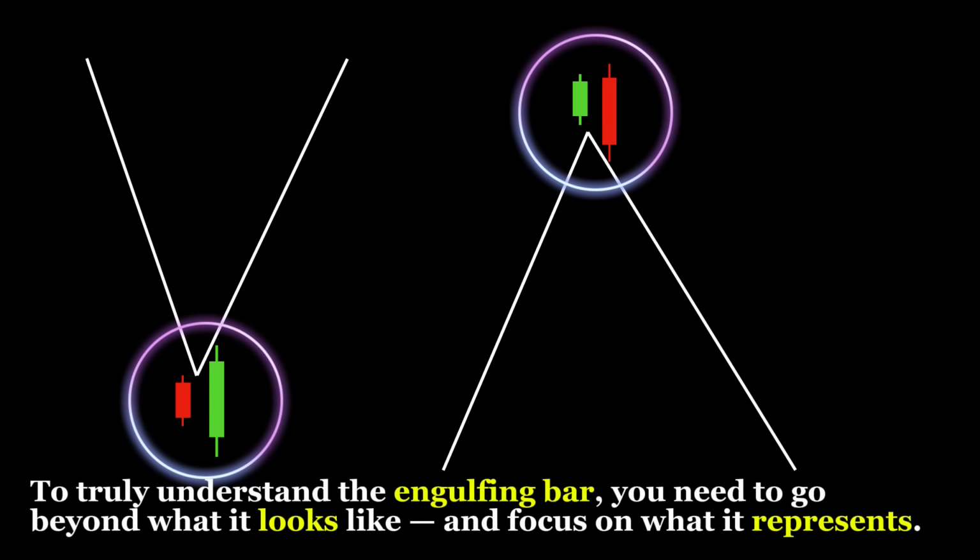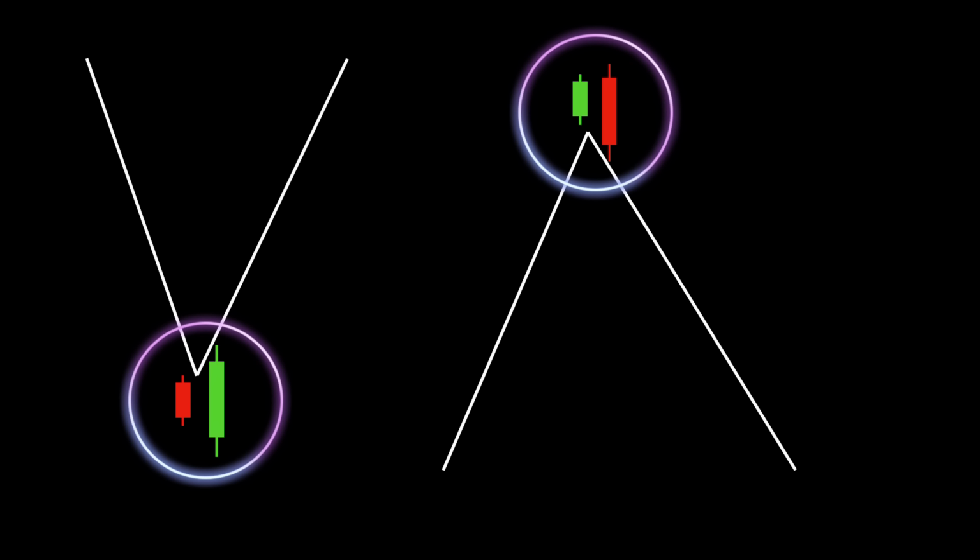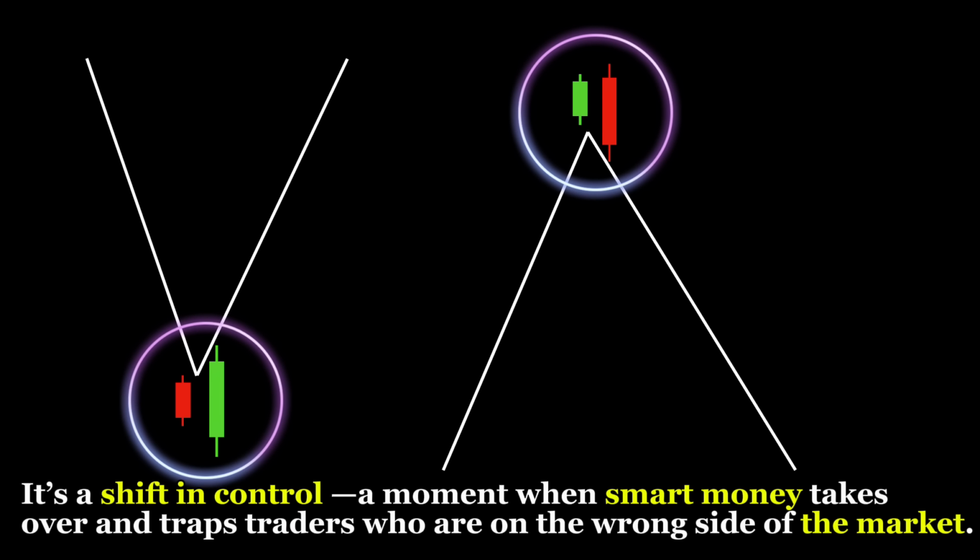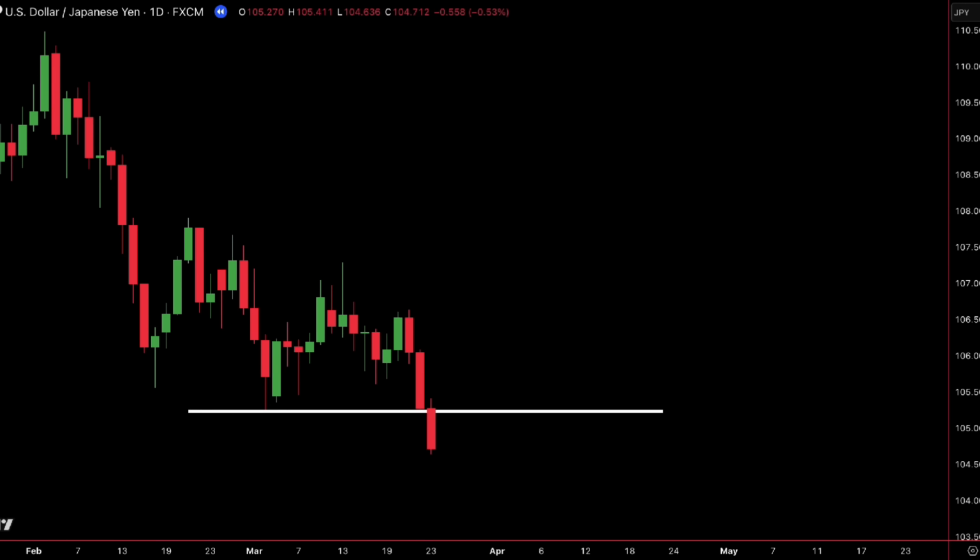To truly understand the engulfing bar, you need to go beyond what it looks like and focus on what it represents. It's not just one candle covering another, it's a shift in control. A moment when smart money takes over and traps traders who are on the wrong side of the market. Let's break it down using a bullish engulfing bar as an example.